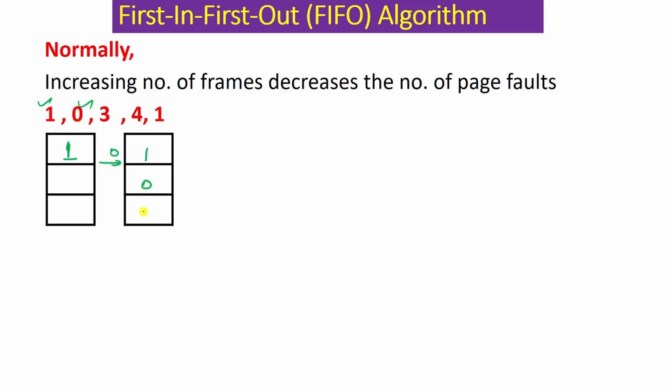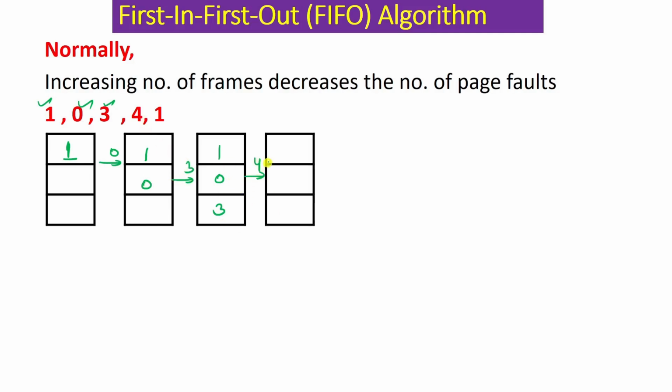And 0 will be kept here. Then 3, it will generate a page fault. Okay, 1, 0, 3. Okay, 4 is not here, so it will generate a page fault. So 4 should be kept where? It should replace this 403.